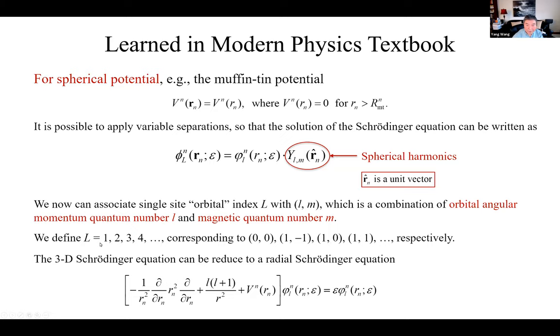This capital L, in practice, we can number as 1, 2, 3, 4, corresponding to (0, 0), (1, -1), (1, 0), and (1, 1). The first number is a little l and the next number is a little m. Okay, so that's in practice what we do.